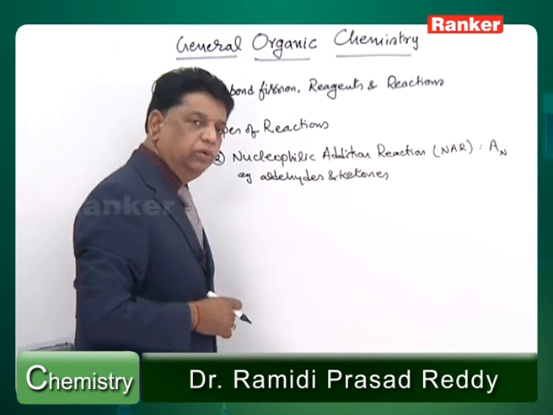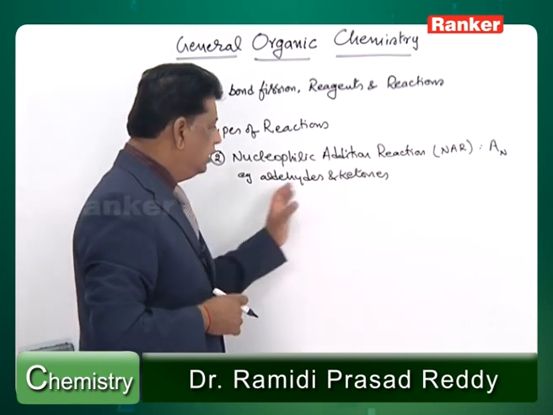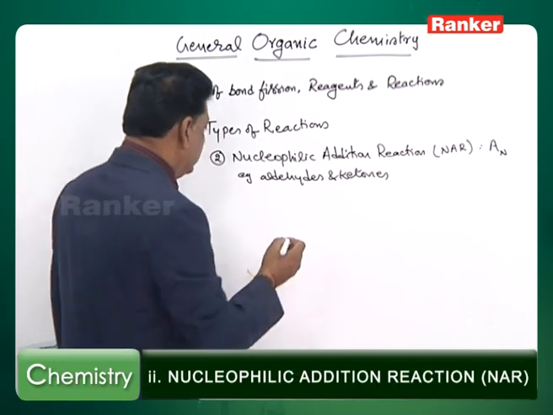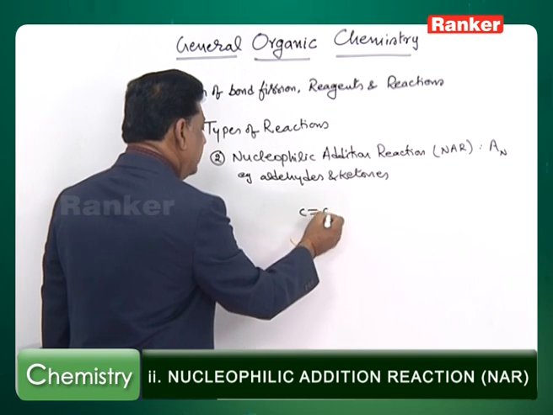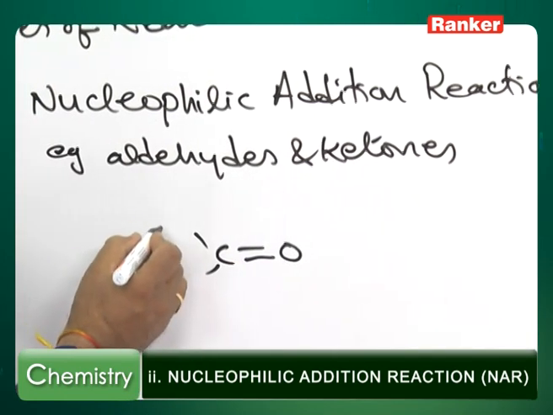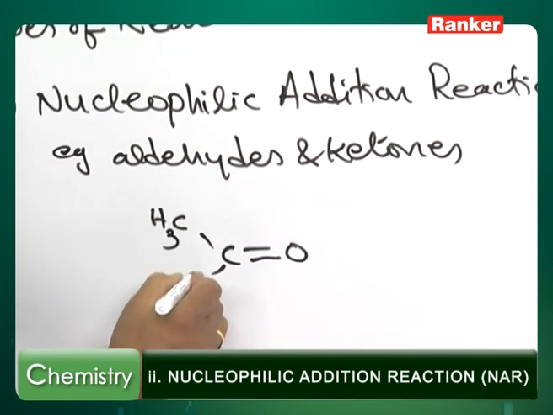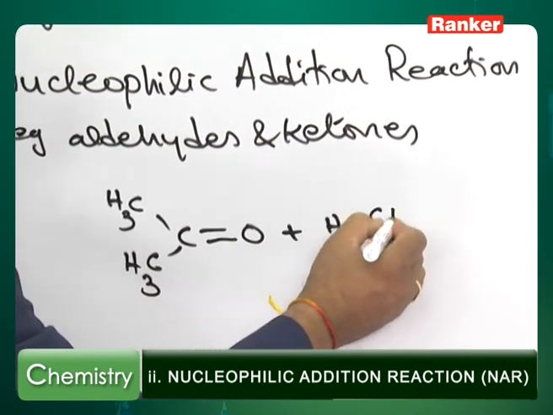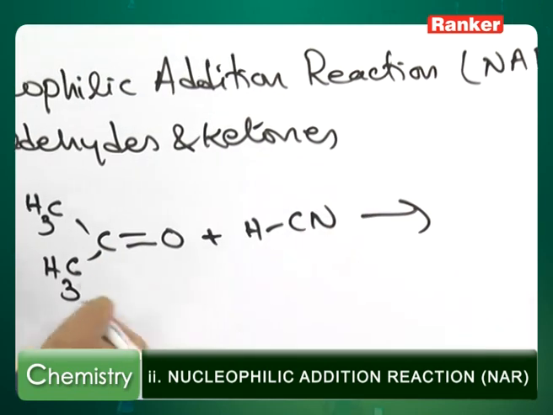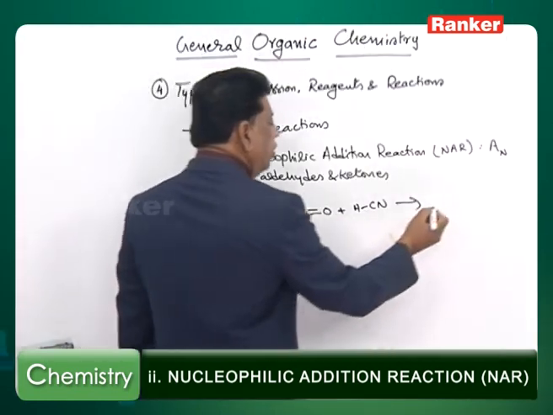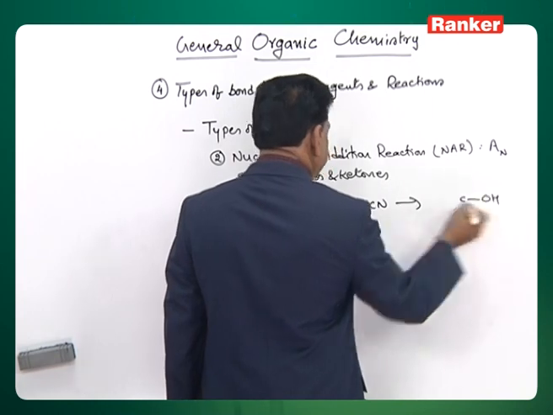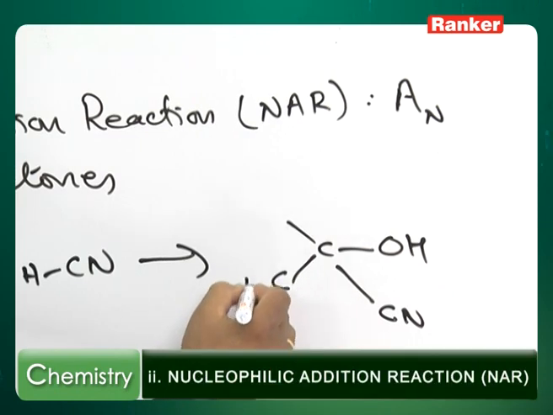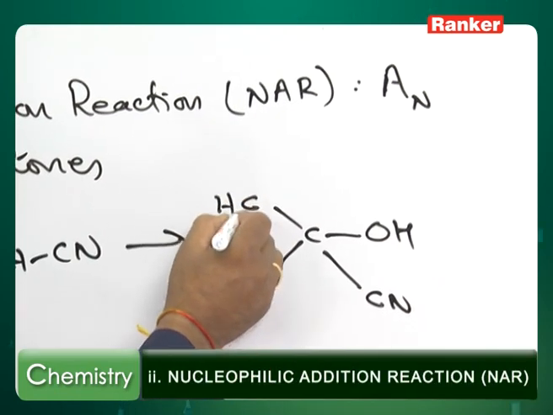The first example goes to the aldehydes and ketones. Together you can say carbonyl compounds. Now you see the basic reaction, for example acetone. If I take acetone, when you are adding HCN, one side H, one side cyanide, the H goes to the O. So therefore O will become OH and the entire cyanide is added to the carbon. So the product is formed like this. This is the final product.